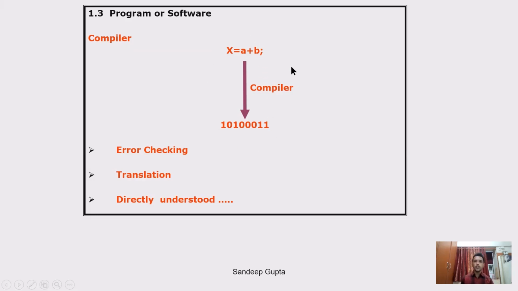Anyway, now draw this diagram, and below the diagram, write two uses of compiler. Number one, error checking. Number two, translation. So come on, do that. Copy the diagram and copy these two. Come on, do that quickly. Okay, I hope you have copied this.